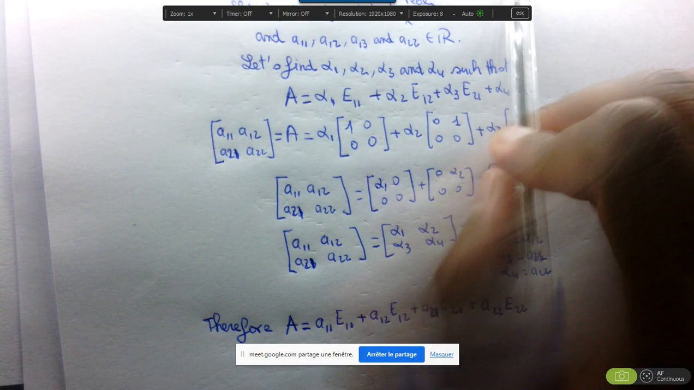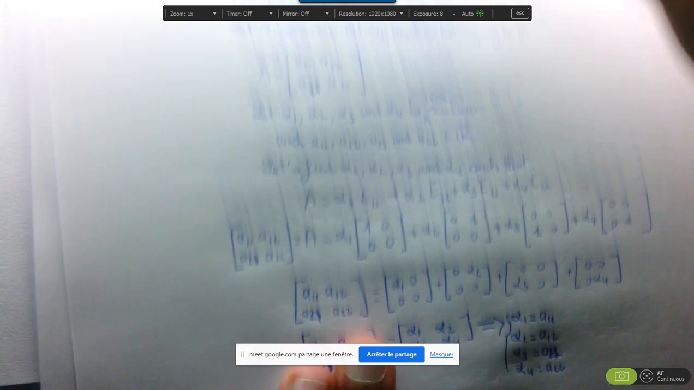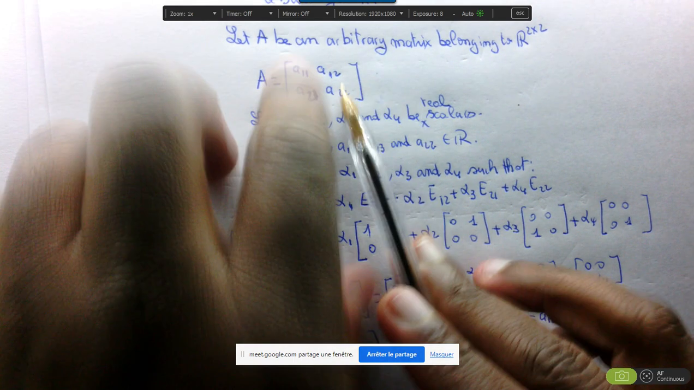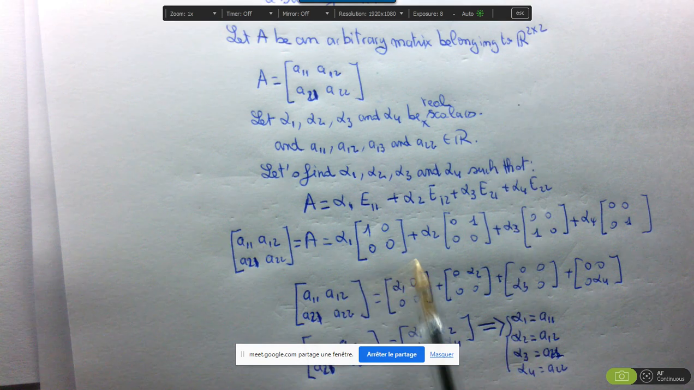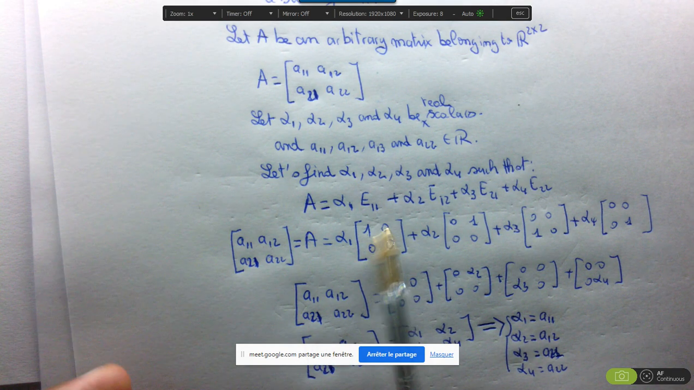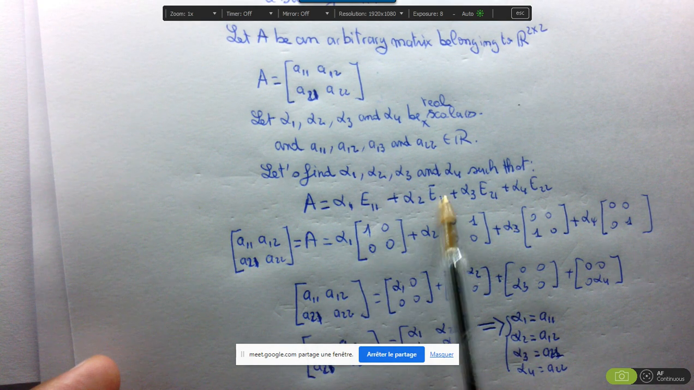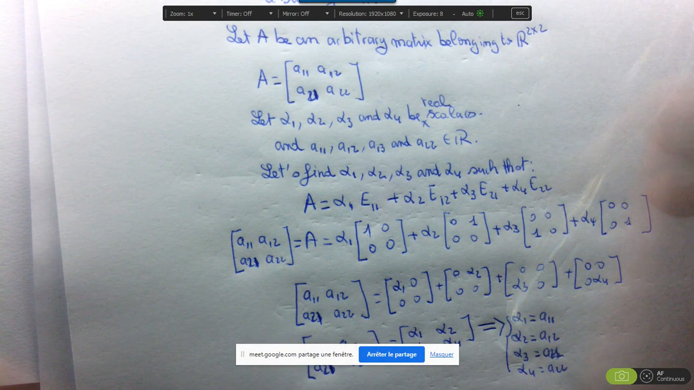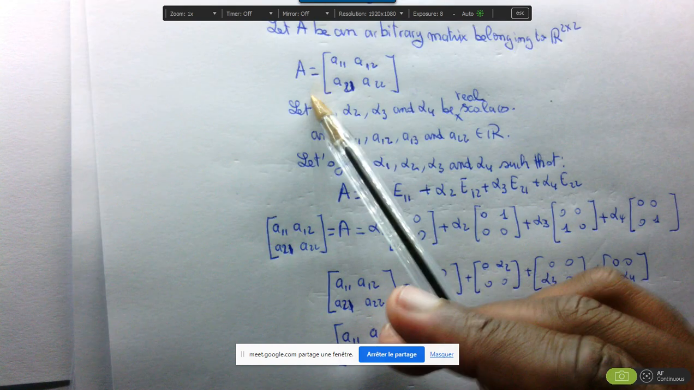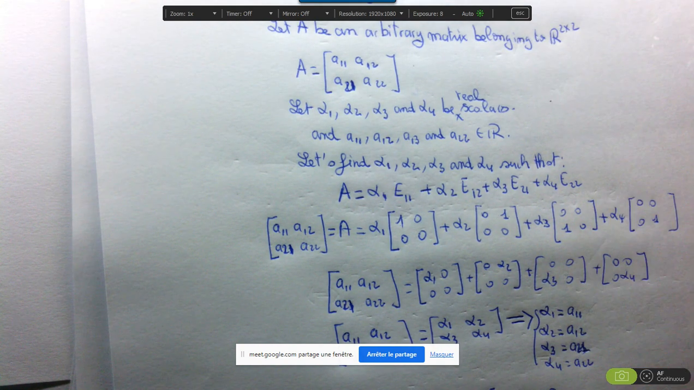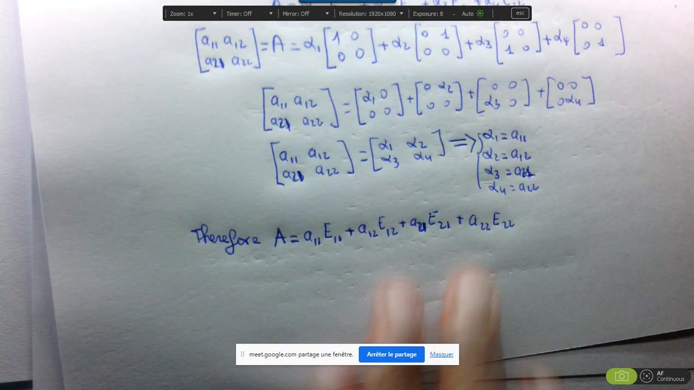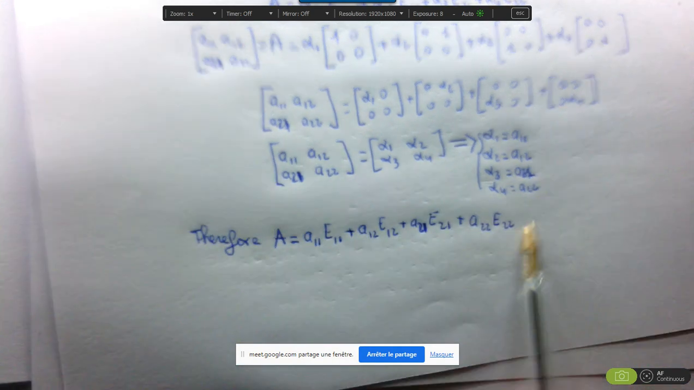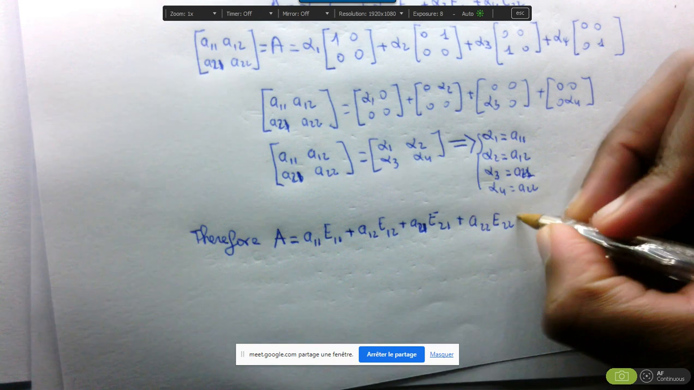So in other words, if I take any matrix that belongs to R2 by 2, suppose the entries are, let's say, 1 2 3 4, I can take that matrix and write it as a linear combination of these matrices E11, E12, E21 and E22. It doesn't matter what I take, any matrix from R2 by 2 can be written as a linear combination of these matrices.